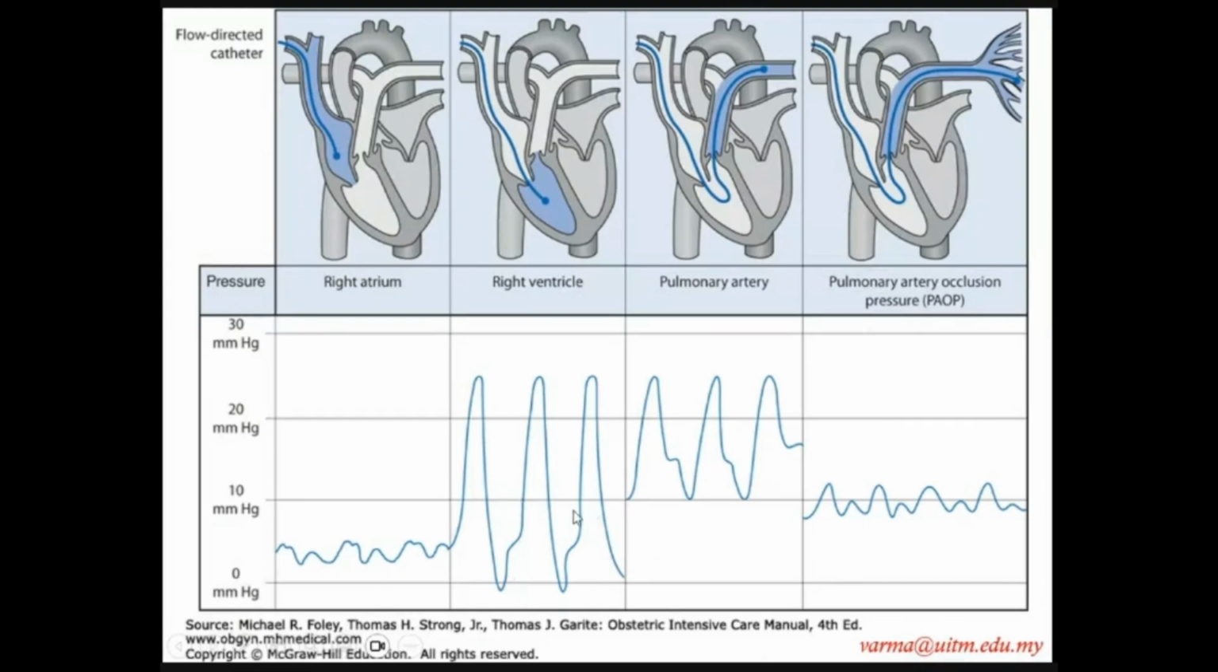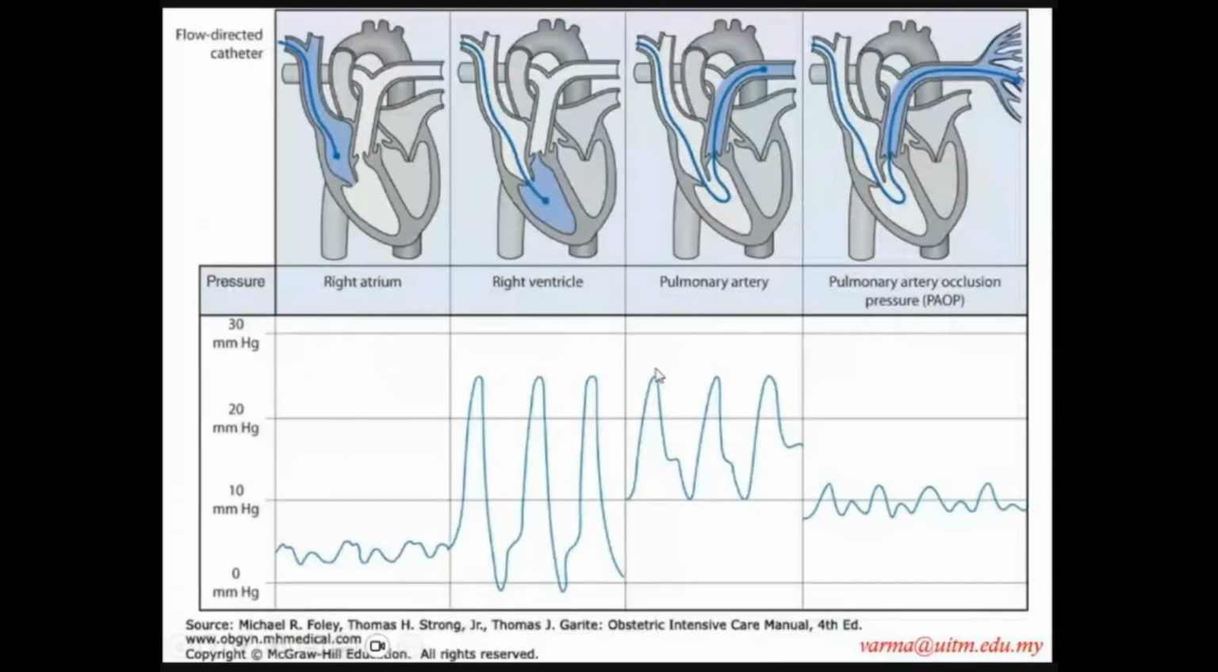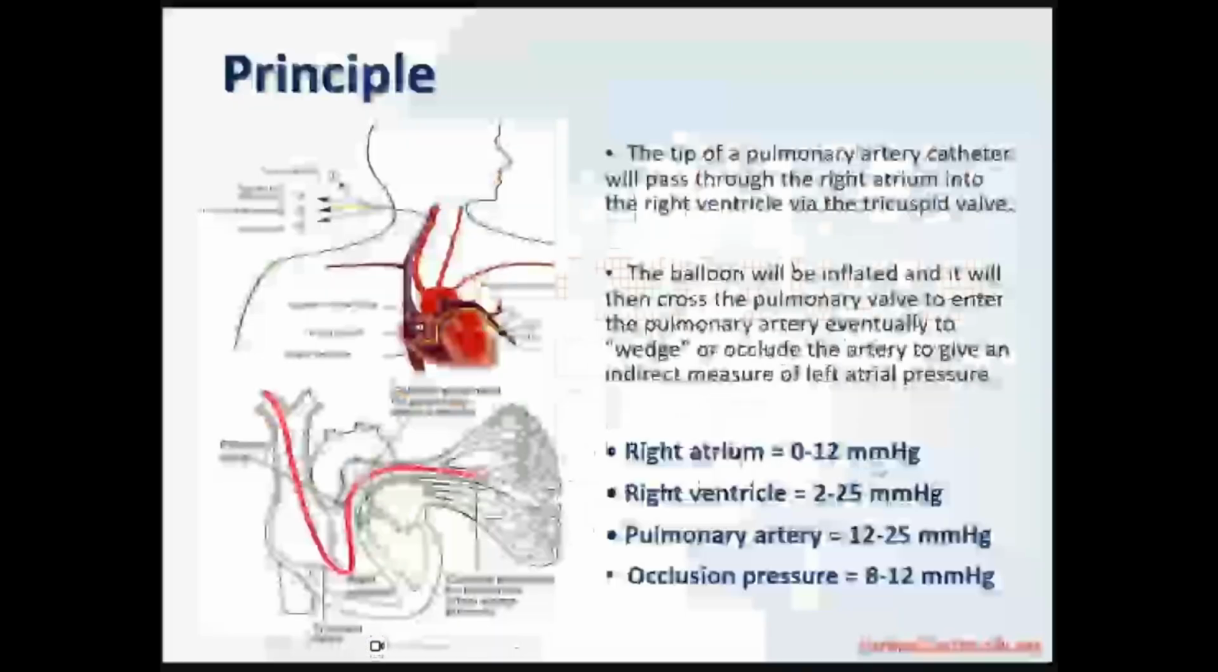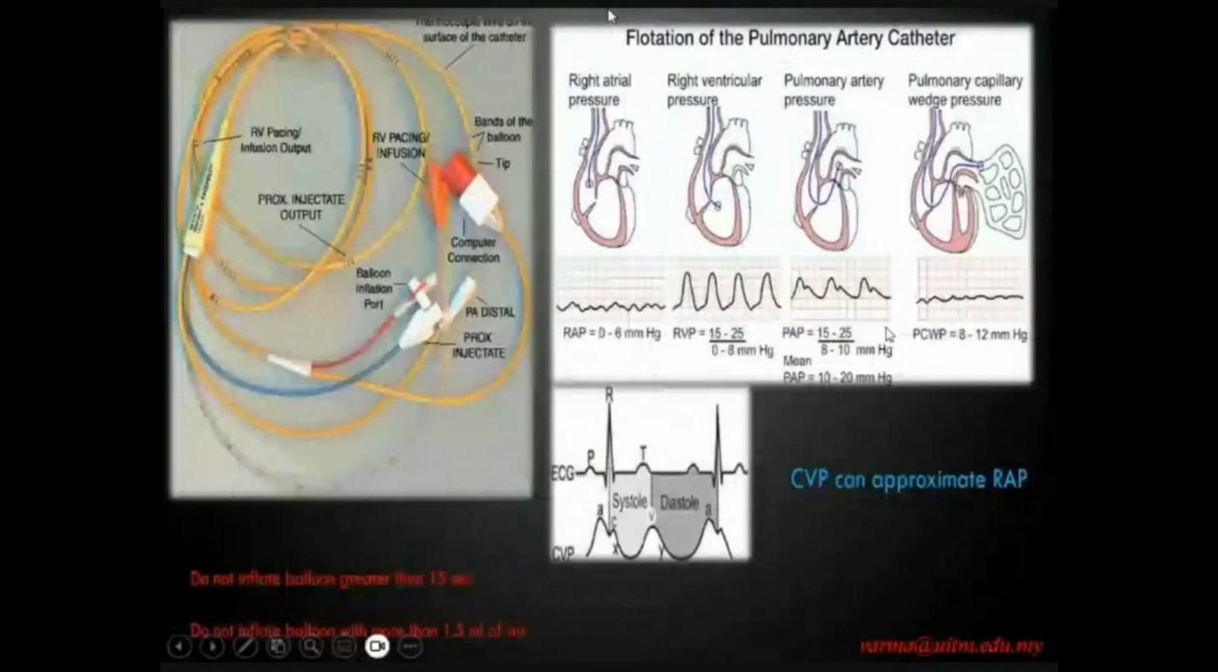Then it goes into your pulmonary artery. When you're in the pulmonary artery, you get pressure 12 to 25. Your systolic is 25, your diastolic is 12. Then you wedge it. The moment it gets wedged in the pulmonary capillary circulation, it goes to 8 to 12, around there. So by looking at this waveform, we know where we are. That's how we get your pulmonary artery occlusion pressure, or wedge pressure. So again, this is it.